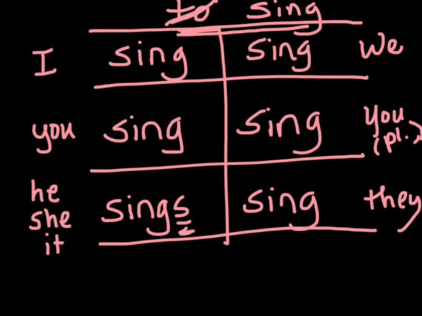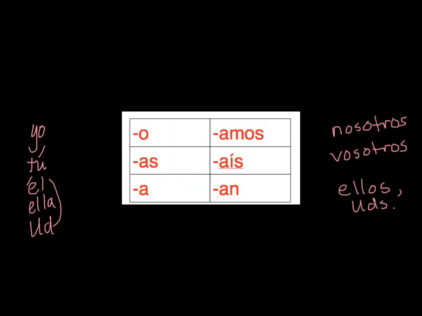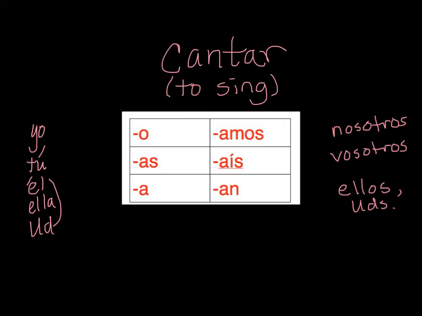Spanish is a little more complicated, but it follows a pattern, so that'll help. So, here is how we conjugate an AR verb in Spanish. Let's take the AR verb cantar. Do you remember what that means? In English, that is to sing. Okay, it's an AR verb because it ends in AR.